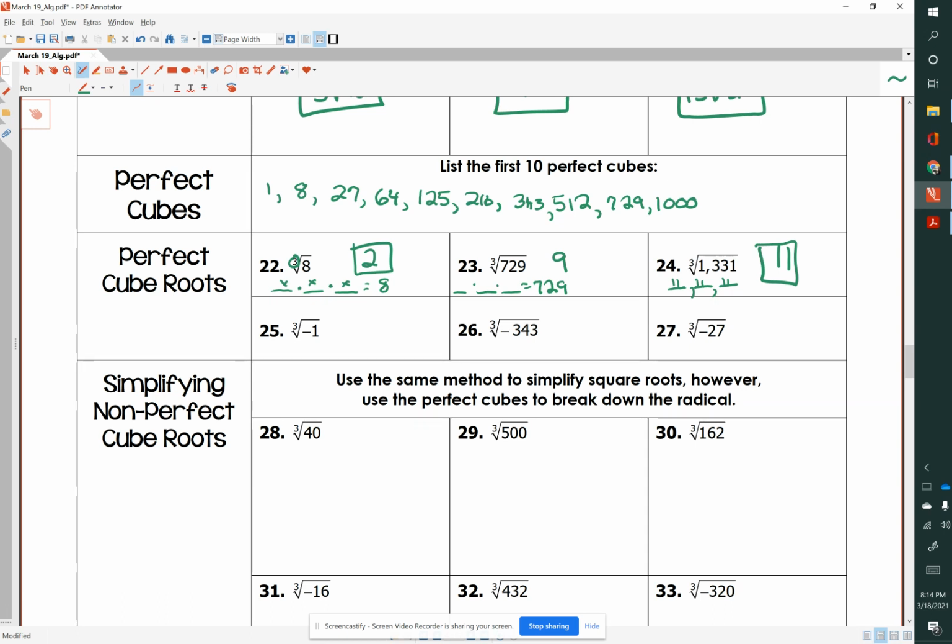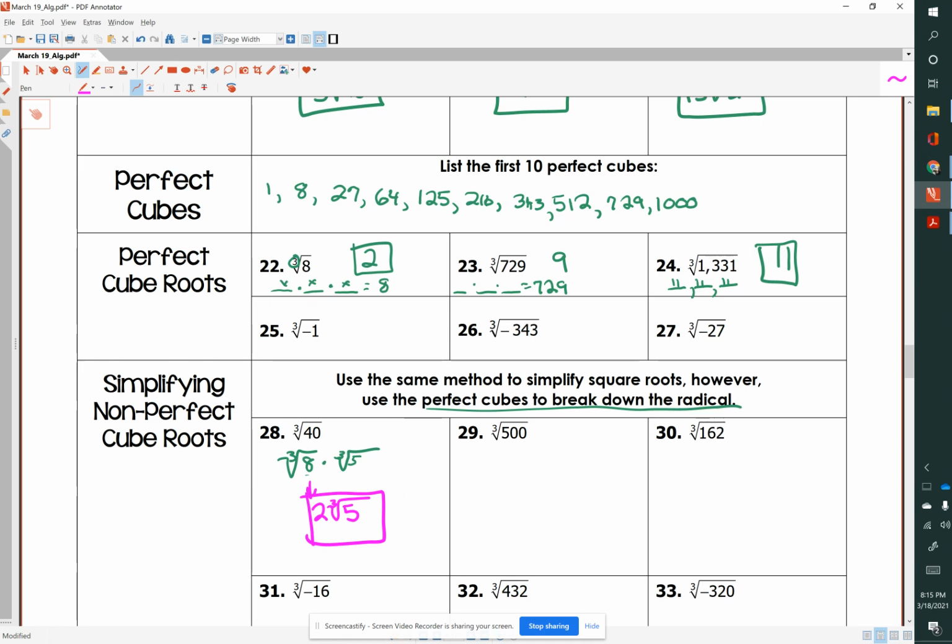In this group, we're going to simplify cube roots, but use perfect cubes to break down the radical. So the cube root of 40 can be thought of as the cube root of 8 times the cube root of 5. And the cube root of 8 is 2, because 2 times 2 times 2 is 8. So we can say 2 times the cube root of 5 is our final answer for simplifying the cube root of 40.